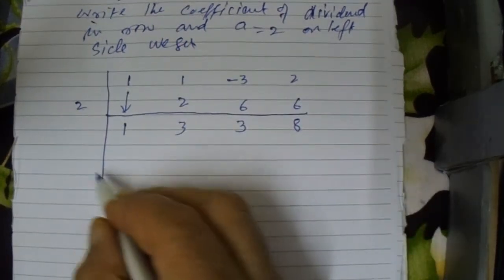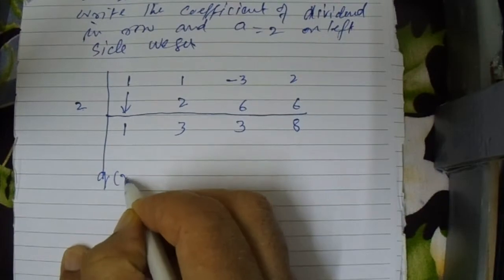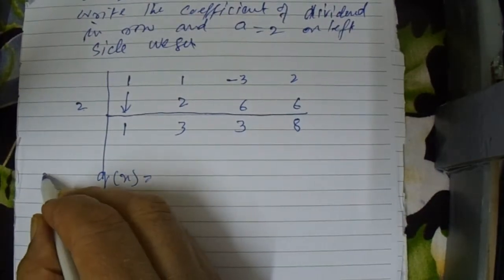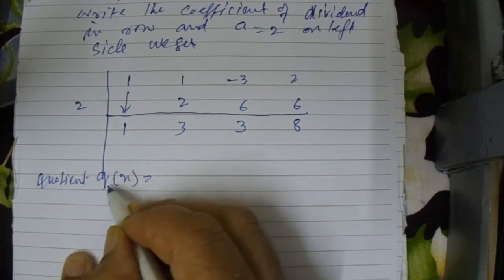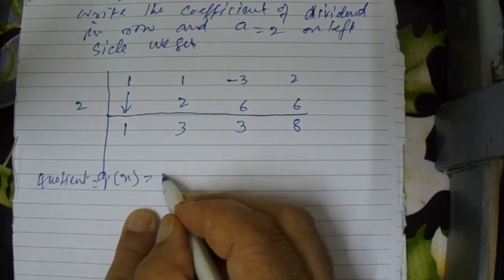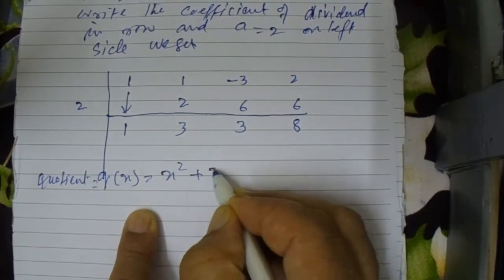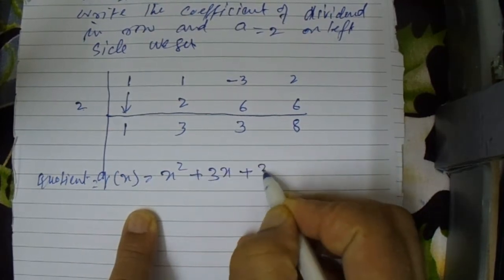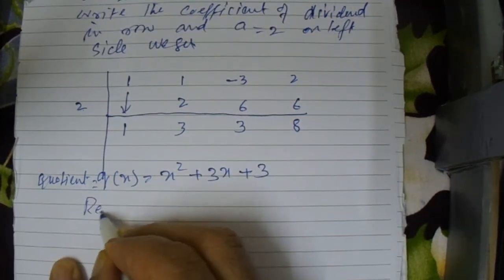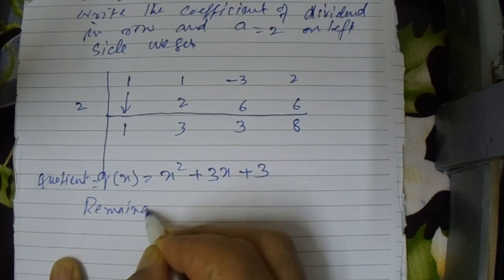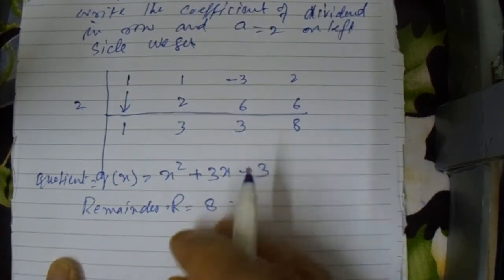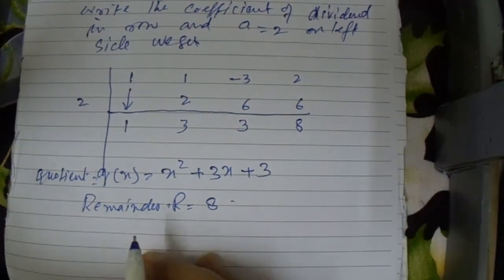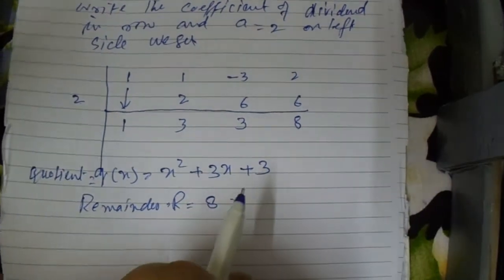Now the quotient q(x) is equal to x² plus 3x plus 3, and the remainder is r is equal to 8. Now this is the remainder. This is the third part of this question.